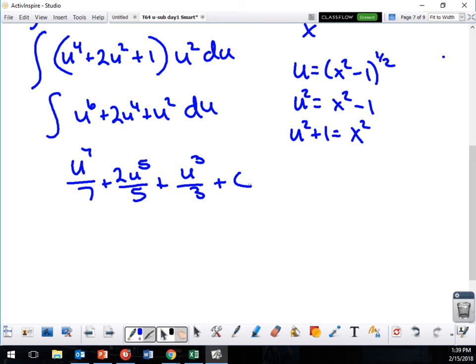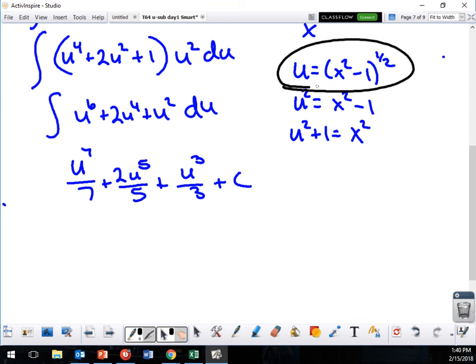Now we plug in. Now I did all my integration, now I plug my u back in. So what was my u? My u is this right here. Do we leave it like that and then put what the u equals next to it? No. You have to put it back in.